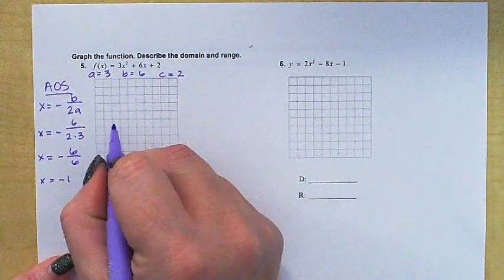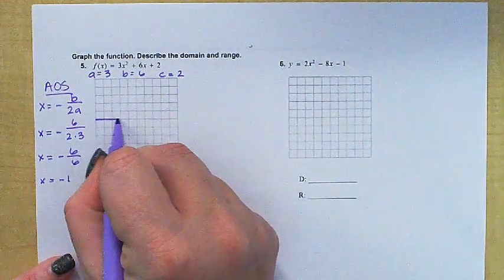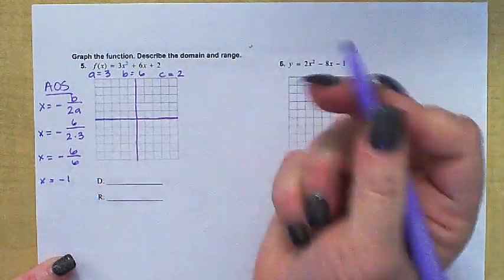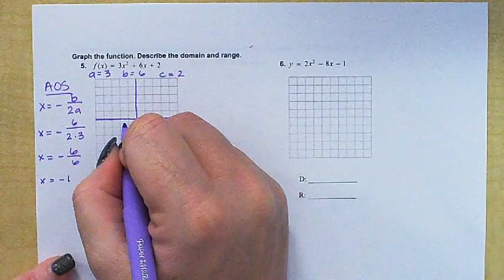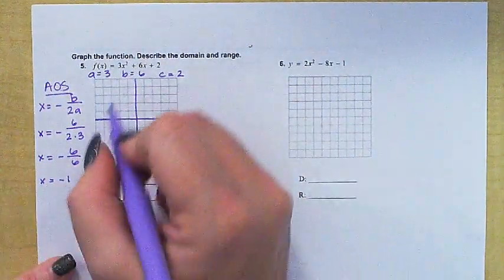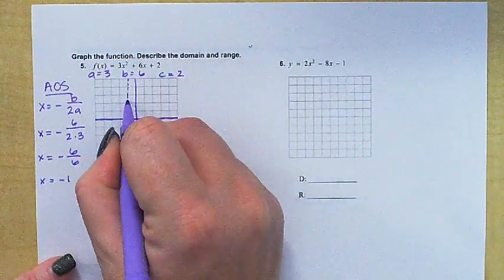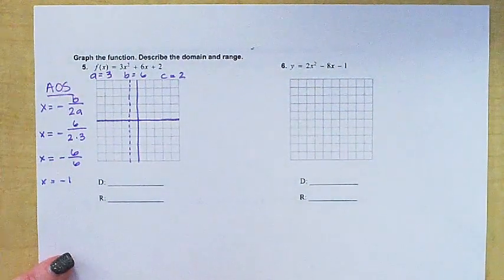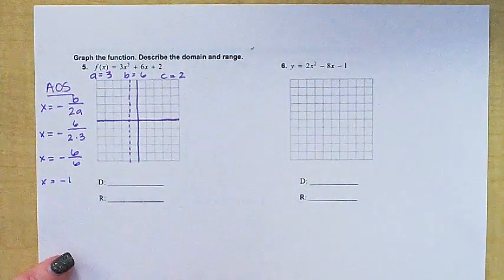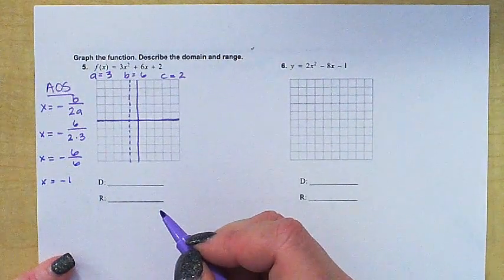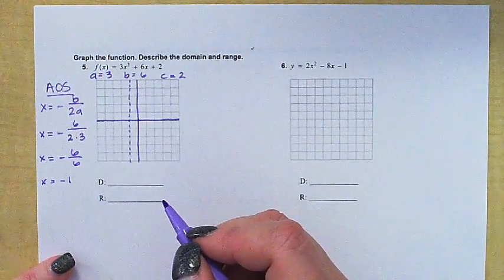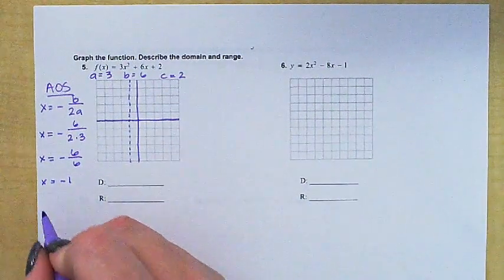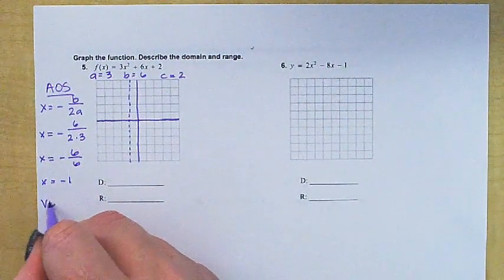So I'm going to go ahead and put our x and y axes here, right in the middle. Now this is my negative 1. I know that my axis of symmetry is right here on negative 1. So make that a dashed line so you know that's where our parabola is going to reflect around that line right there. And let's find our vertex so we can plot that point.